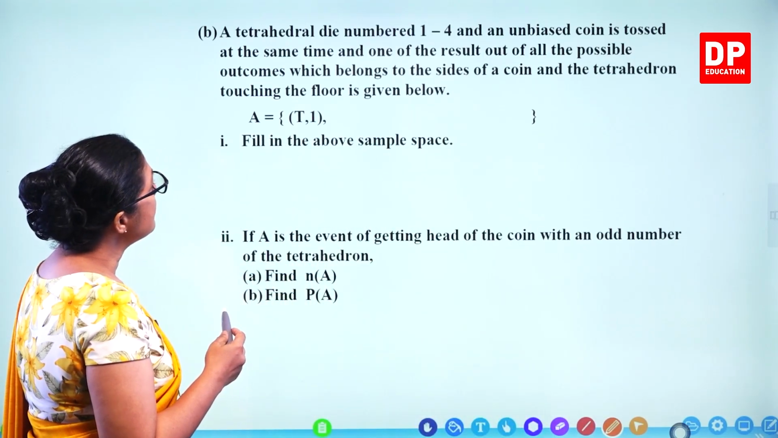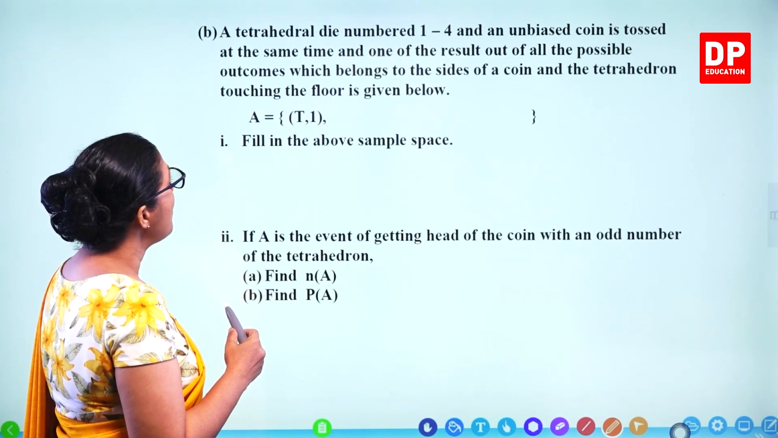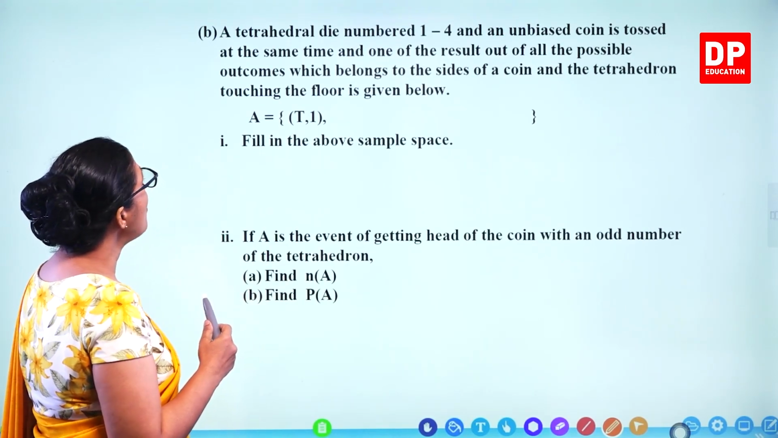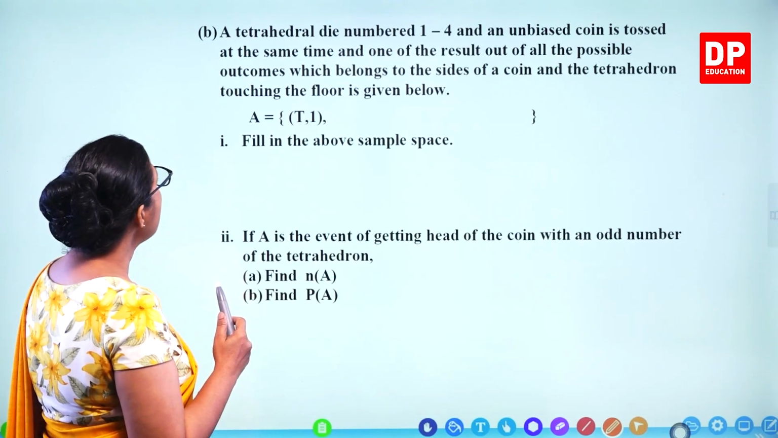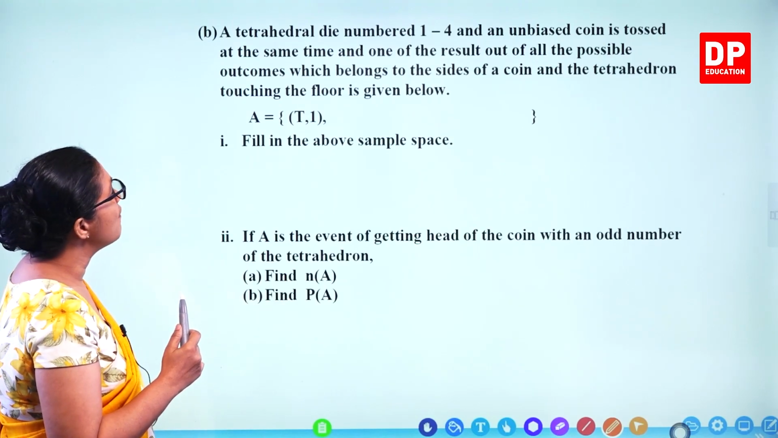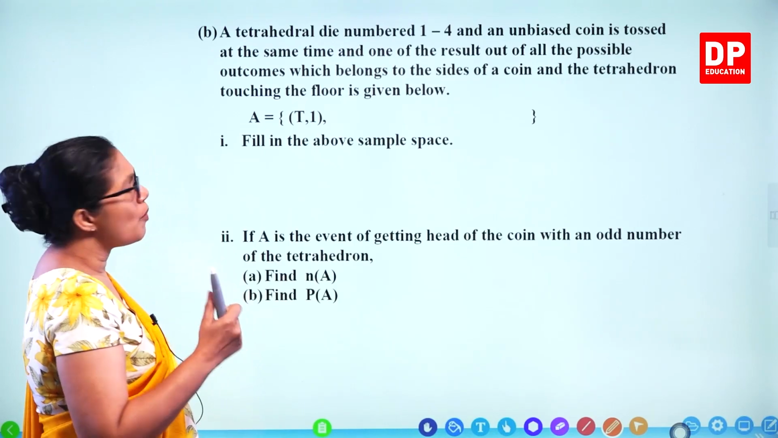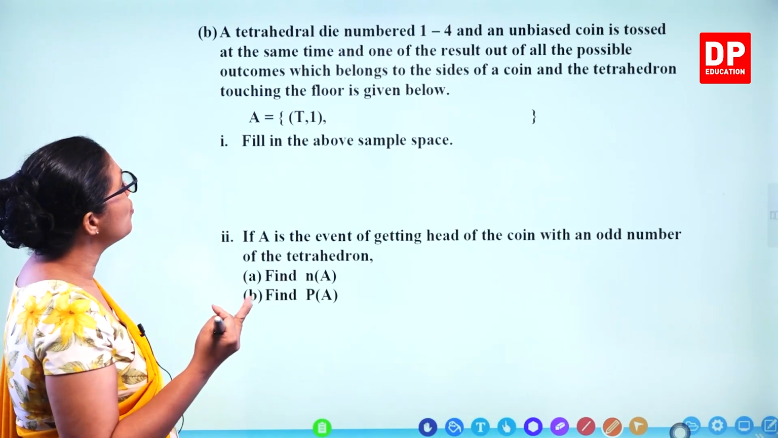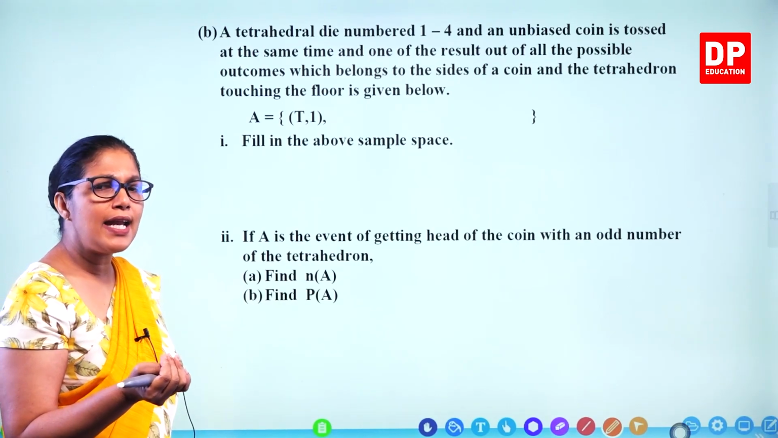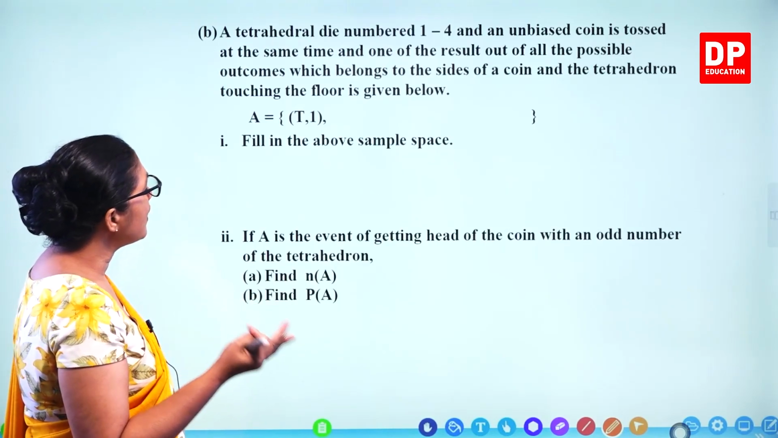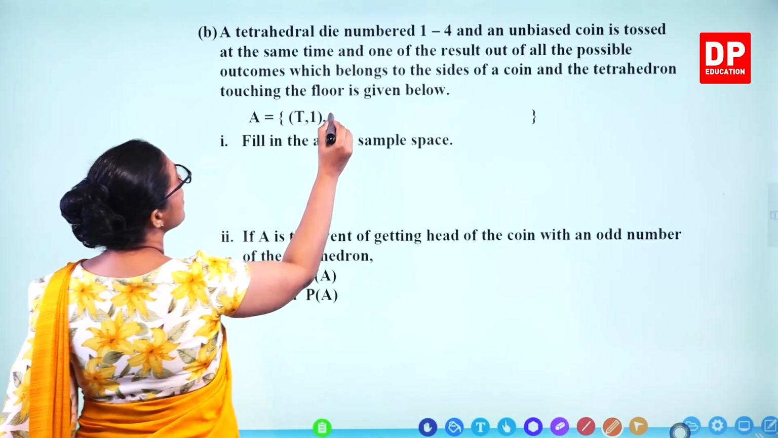A tetrahedral die numbered 1 to 4 and an unbiased coin are tossed at the same time, and one of the results out of all the possible outcomes, which belongs to the sides of the coin and the tetrahedron touching the floor, is given below. Fill in the above sample space. So what are the numbers you can get? 1, 2, 3, 4 from the tetrahedral die. And from the coin you can get heads or tails. So what are the other possibilities?